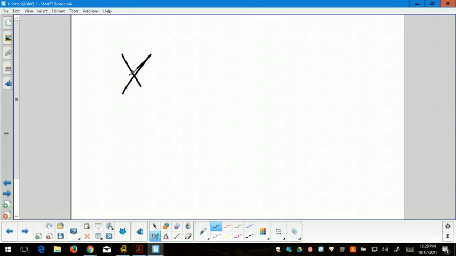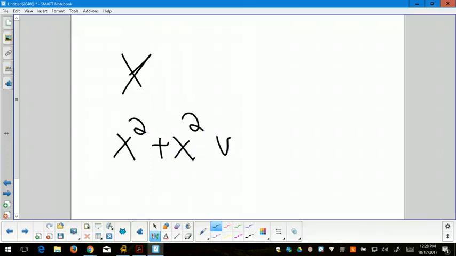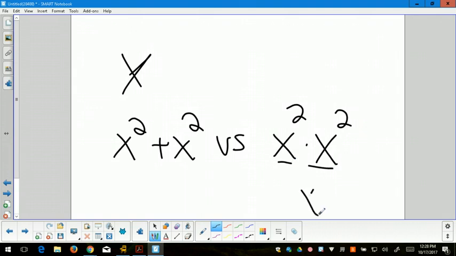x squared plus x squared versus x squared times x squared. Which one of these am I adding exponents for? Addition or multiplication? Multiplication. The rule is called the product property of exponents. Now I add these, I now have 4 factors of x squared. That is x to the 4th. Whereas here, it's always x squared, but now instead of having 1 of them here and 1 of them here, I have 2 of them.